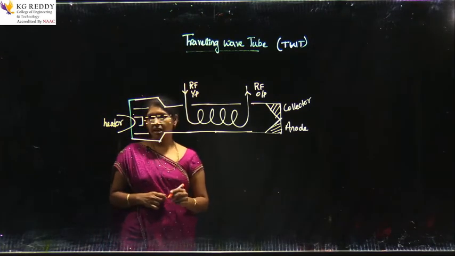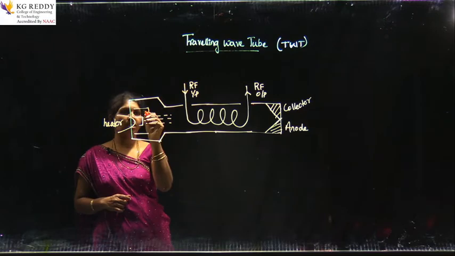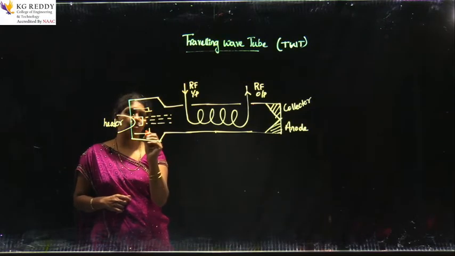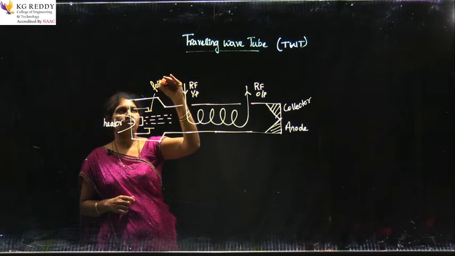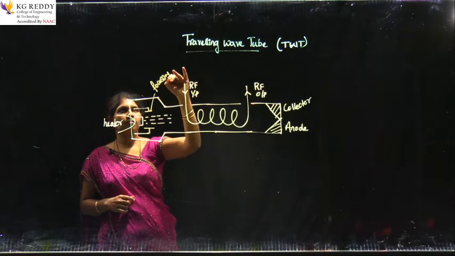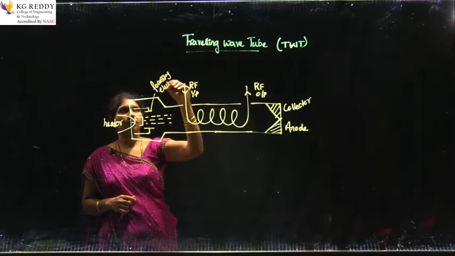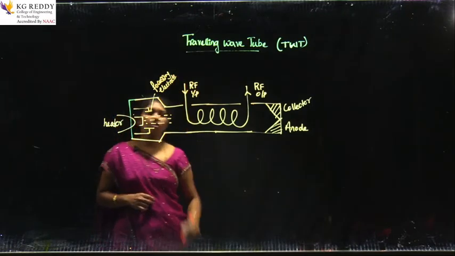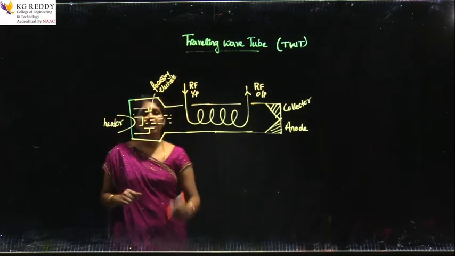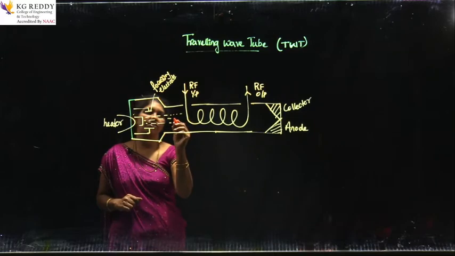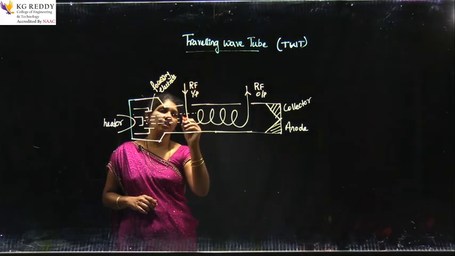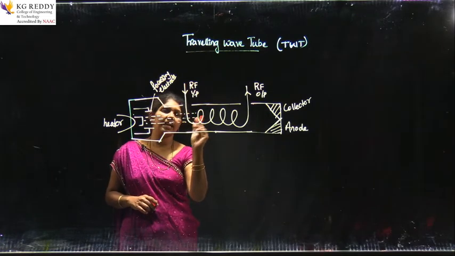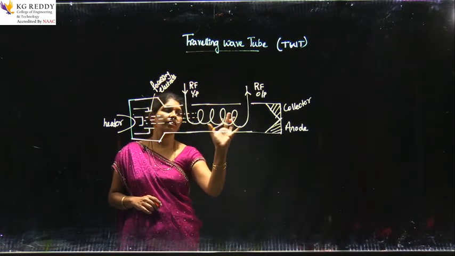Now the emitted electrons are monitored by these focusing electrodes. These are the two focusing electrodes. The focusing electrodes will guide the electron beam to go in a straight line. So the RF input and the electron beam interact here throughout the tube.